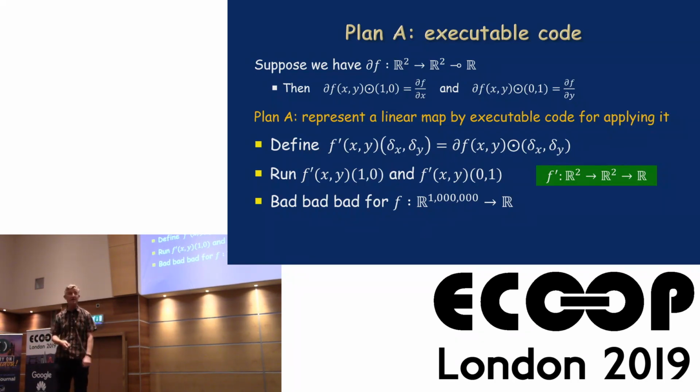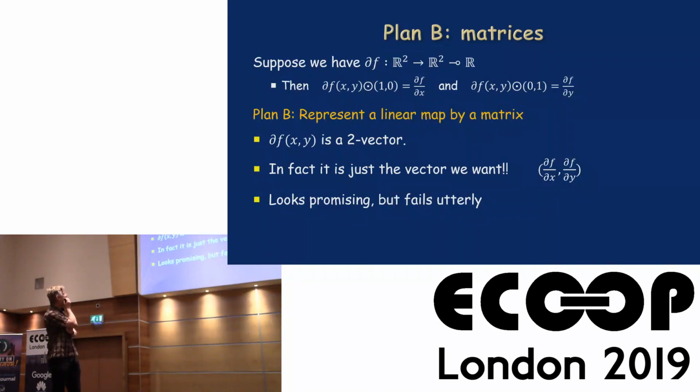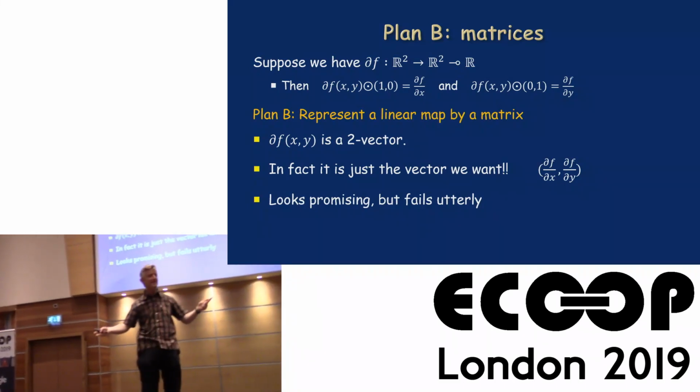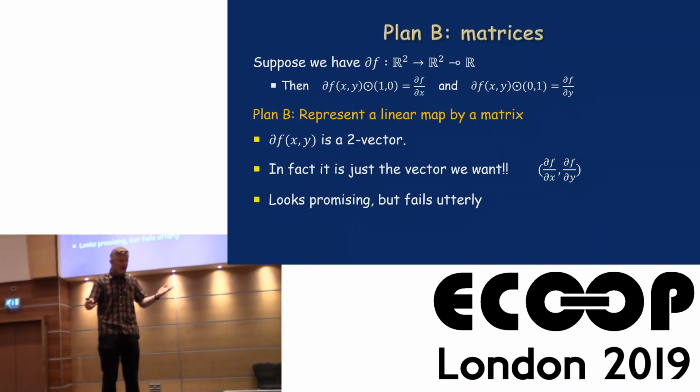So that's one way. So here's another possibility. Maybe we could represent the linear map, instead of by executable code, that was representation number one, we could represent it by a matrix. After all, this is in fact R to the n to R. And this looks hopeful, right?